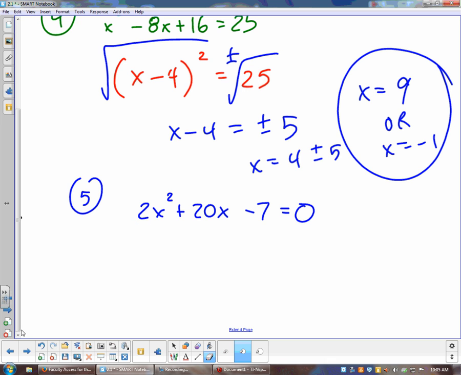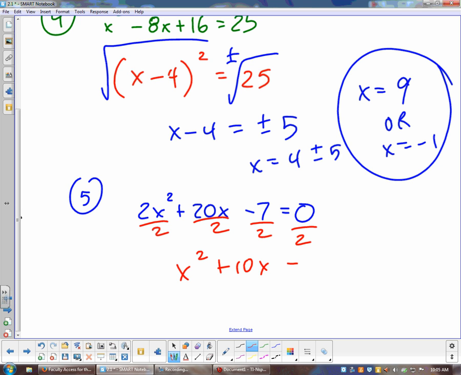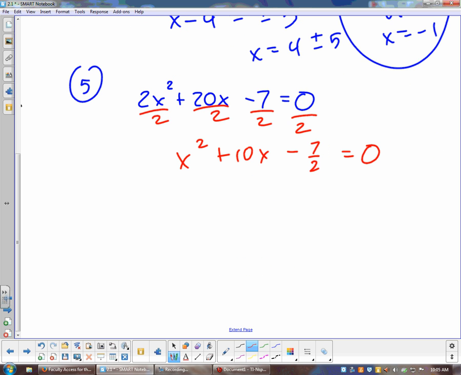Okay, so if we divide everything by 2, we'll go with that for right now. X squared plus 10x minus 7 halves equals 0. Is this left side now a perfect square trinomial? No. So here's our process of completing the square, because we're going to try and create a perfect square trinomial.